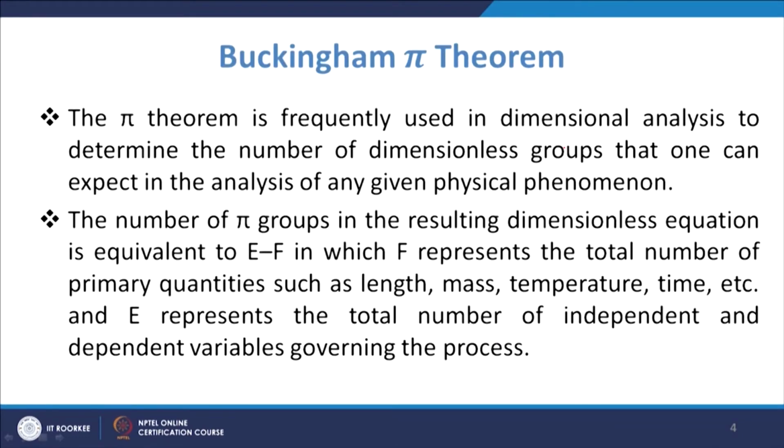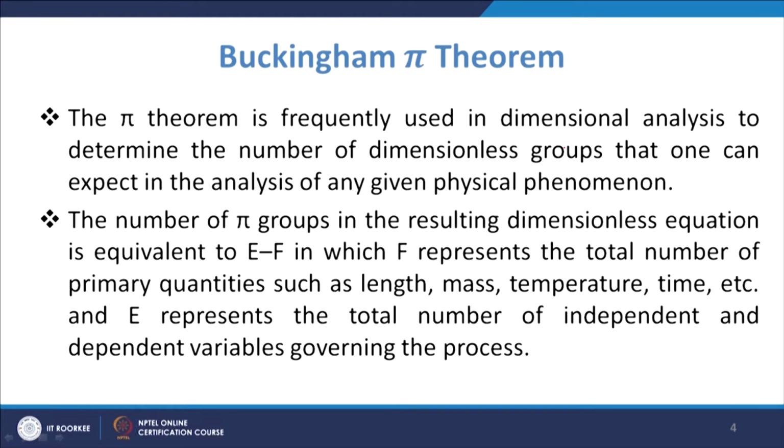Buckingham pi theorem. In this case, it is normally used in dimensional analysis to determine the number of dimensionless groups that one can expect in the analysis of any given physical phenomenon. The number of dimensionless groups you are trying to determine will be equal to E minus F. F represents the total number of primary quantities required for expressing, and E represents the total number of independent and dependent variables governing the process. So, E minus F will tell you the number of those pi groups, and this way you can have those dimensionless numbers coming into existence.